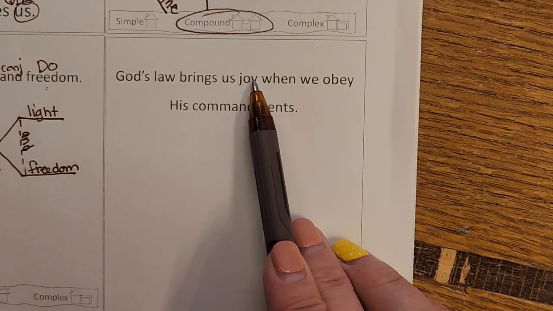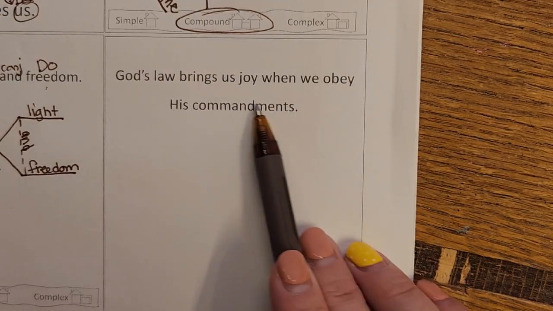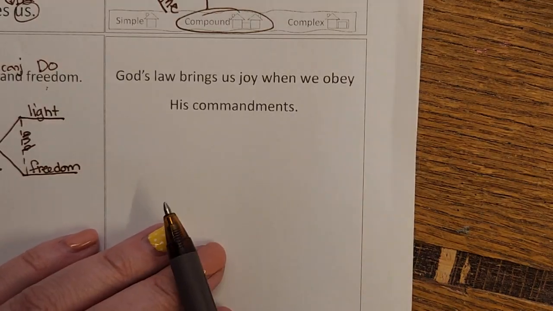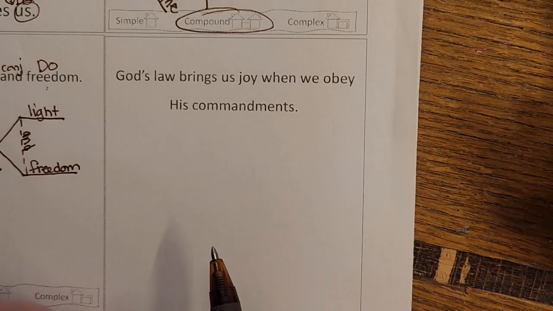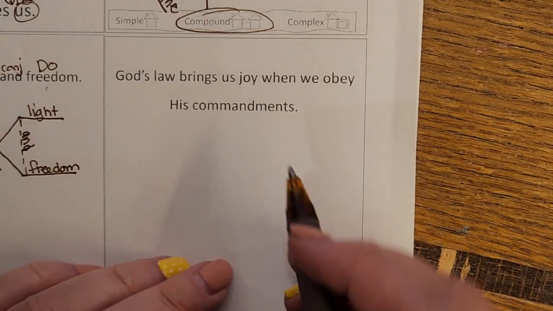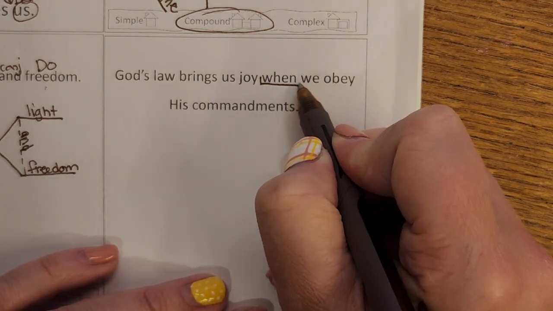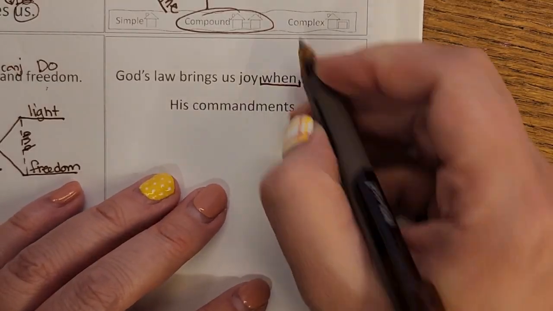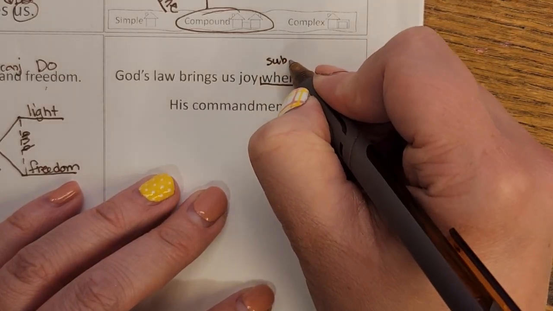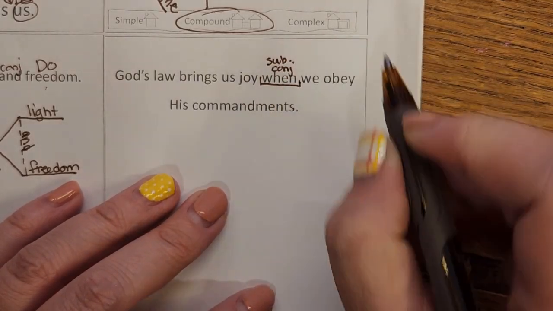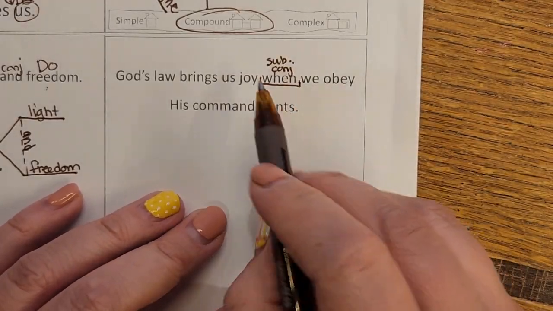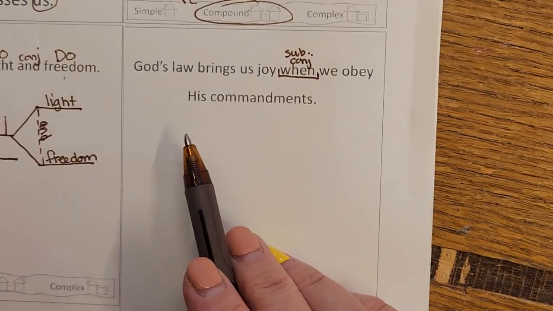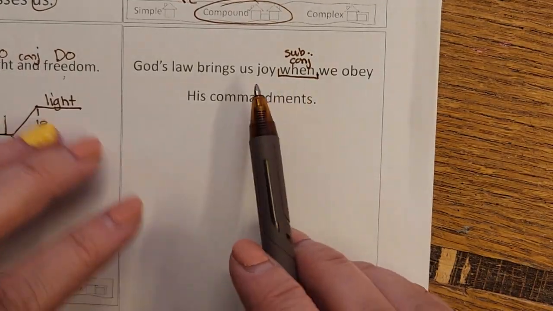God's law brings us joy when we obey his commandments. Okay, this is great. Do we have any conjunctions here? Yes. Where? When. Good job. Is this any old conjunction that's just an equal sign? No. It's a subordinating conjunction, which means this whole clause is dependent on this clause. Okay, good job. It'd be complex. Good job, Rachel. You're getting ahead of us.